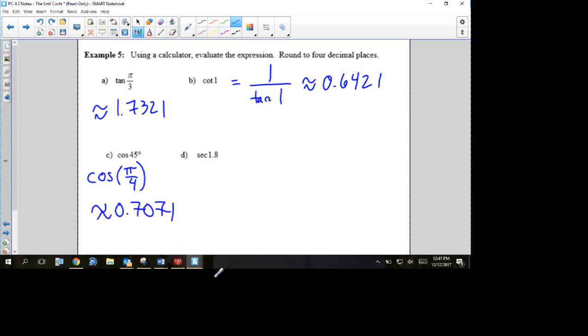And the last one is secant 1.8. You have to decide: is 1.8 degrees or radians? That's radians. And then secant we can't type in, so what do we type in instead? 1 over cosine 1.8, approximately negative 4.4 something. I'm still doing it. Negative 4.4014.